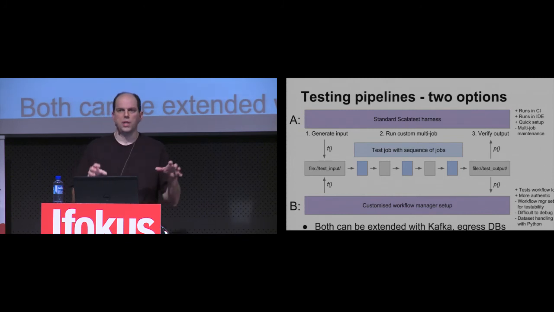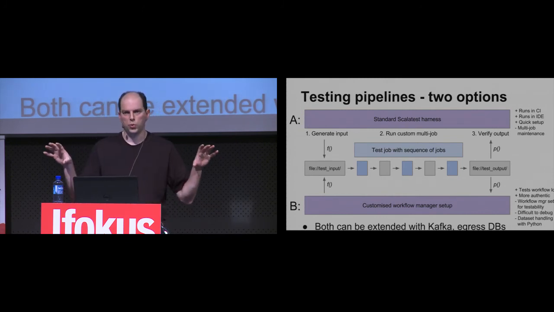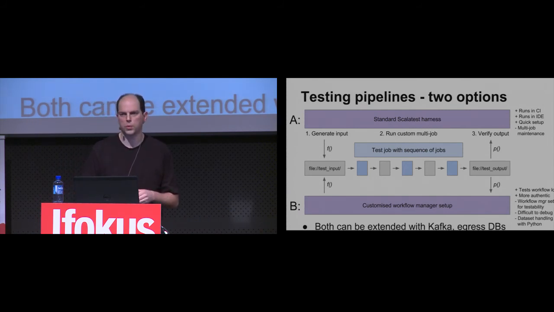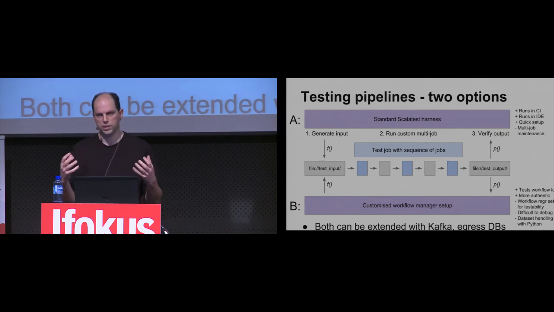So you can put this together to test full pipelines of jobs. There are two reasonable ways to do this. One is to hack your workflow manager or hack your workflow configuration so that it can run on local data sets instead of production data sets. That can be a bit tricky, but on the other hand, you're really testing the workflow logic as well.